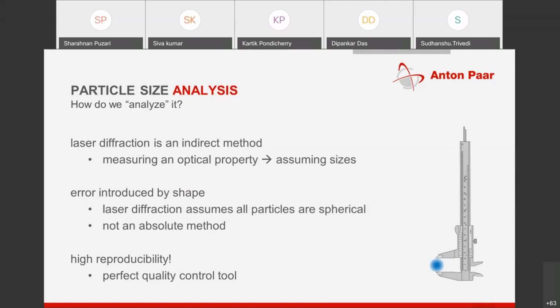So since this is a volume-based application, it is considered that all the particles are spheres, and the shape plays a major role because real particles are not spheres. So the further your particles are from sphericity, the more problems will come in reporting the result. But if you have a volume application, then it's better to have laser diffraction, since it is highly reproducible and it's a perfect quality control tool.